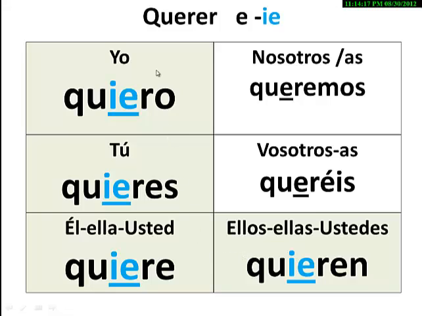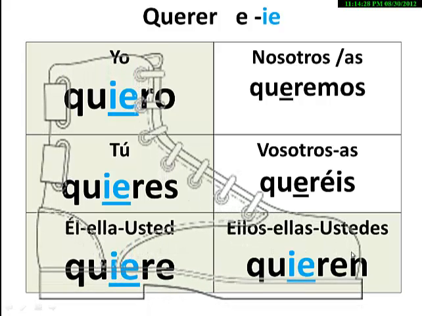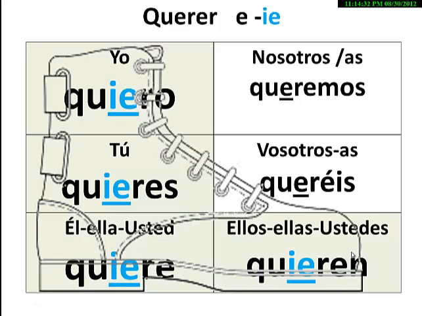If you take a really close look, the shaded area within our box of conjugations has the shape of a boot, which is why stem changing verbs, verbos de cambio radical, are also known as verbos de bota, boot verbs. These four conjugations are inside the boot. They're the shape of the boot, and therefore have the stem change, in this case, E to IE. And the nosotros and the vosotros forms are kicked out of the boot and do not have a stem change.